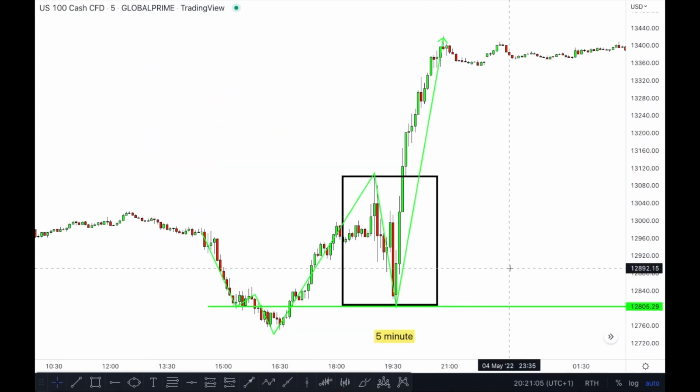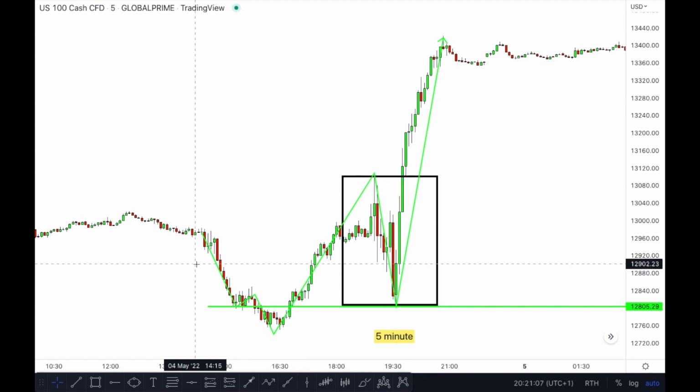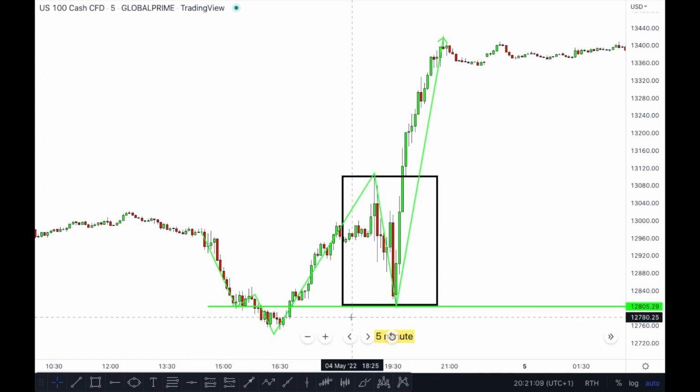Now, this is the 5 minute setup. So this is something a bit different, but this is a head and shoulders pattern you can see here. The previous one was a W.